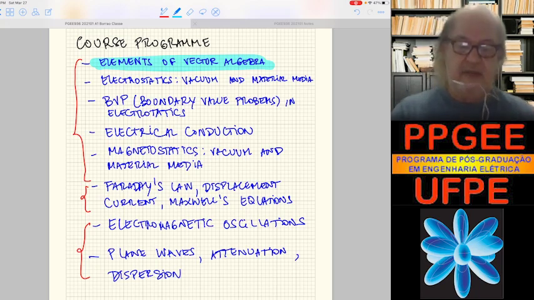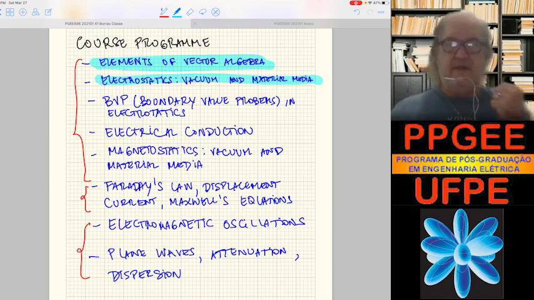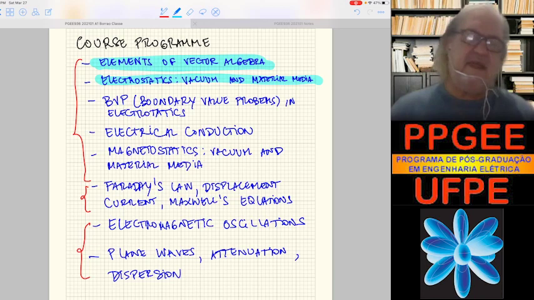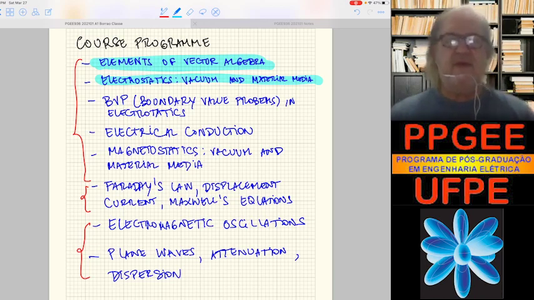Then you go to electrostatics, either in vacuum and in material media. So we're going to talk about some concepts in electrostatics. Start with an experimental law, which is Coulomb's law. Then we define fields in vacuum. We do all the methodology in vacuum. Then we go to material media. We talk about polarization. We try to give insights on what exactly are those concepts.